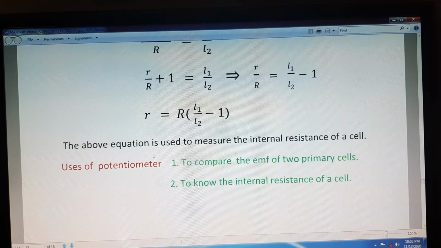So what are the uses and applications of the potentiometer? Already we have discussed two phenomena. First one is to compare the electromotive force of primary cells, and second one is to determine the internal resistance of a given cell.